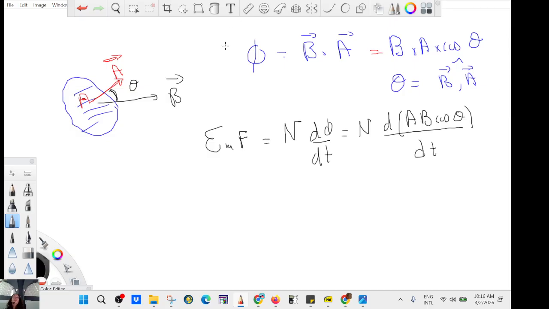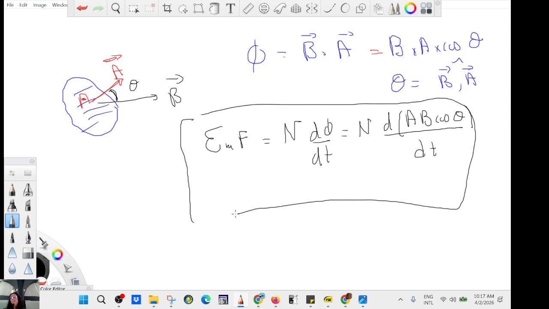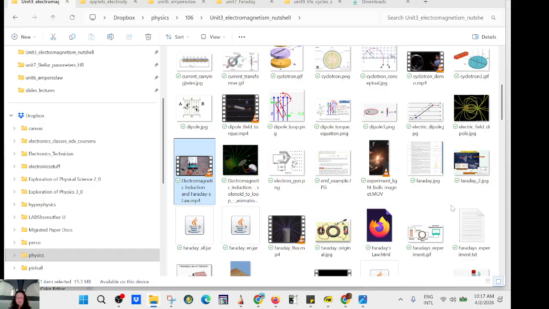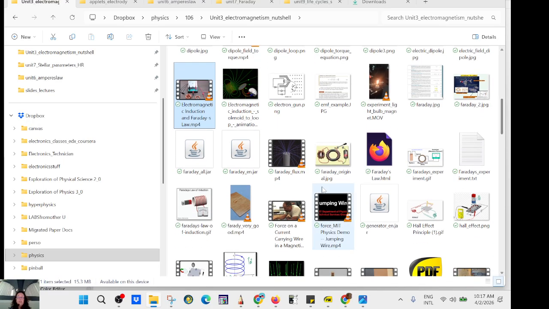And then something has to change. It could be the area, it could be the magnetic field, or it could be the angle. Okay? If it's the area that is changing, you can factor out B and cosine. If it's B that is changing, you can factor out A and the cosine, or it could be spinning. So we're going to take some examples, but these are the ideas. I forgot to show you. There is one video, just the beginning.